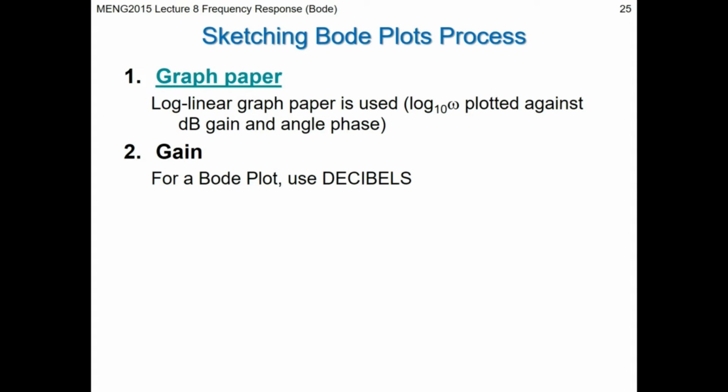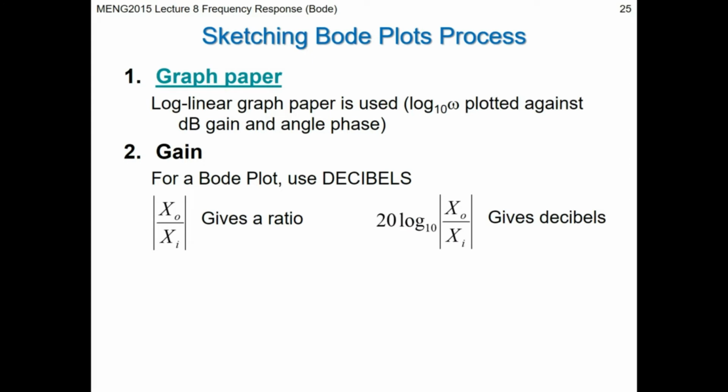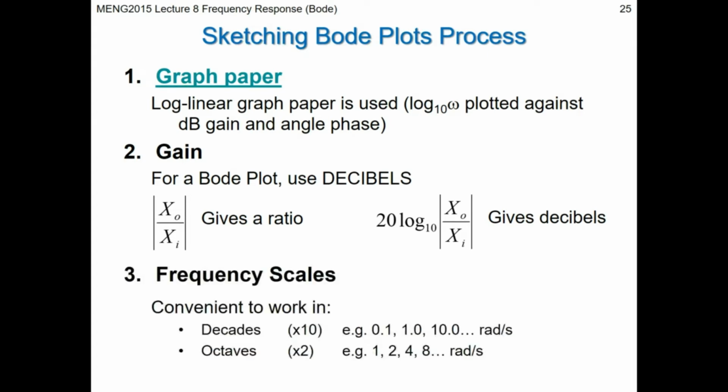So we have to calculate our gain, and we have to calculate our phase. We're calculating our gain in decibels by taking the magnitude of our transfer function, and then taking 20 log 10 of that magnitude, and that gives us a value for our gain in decibels.